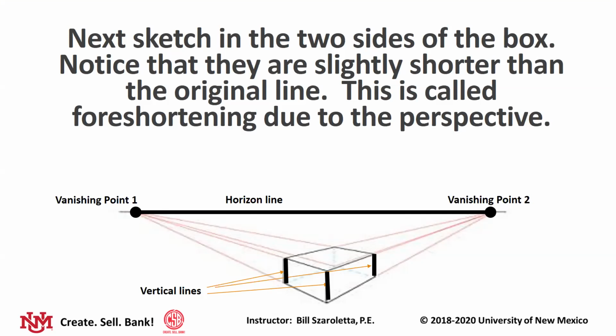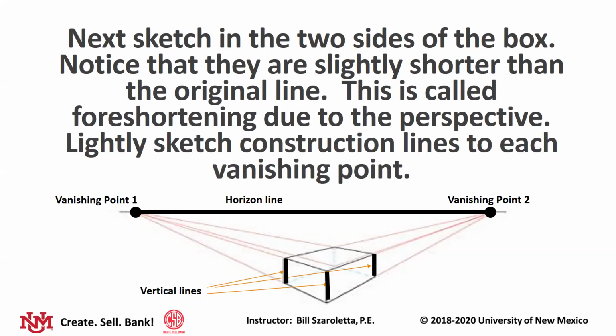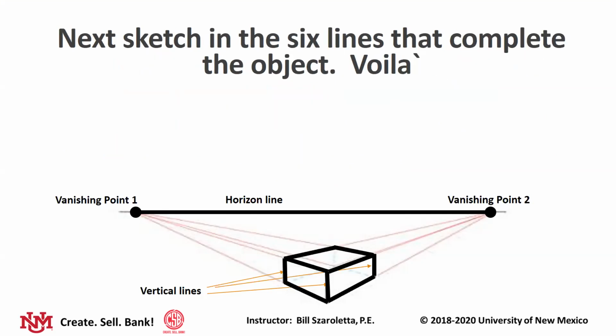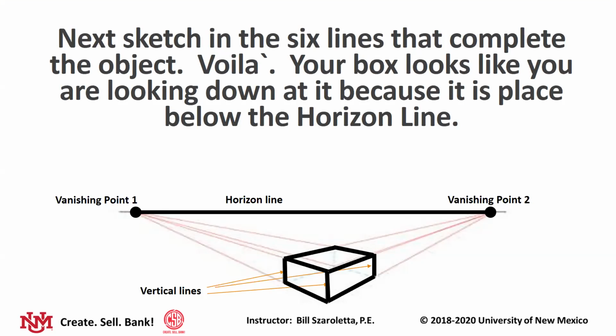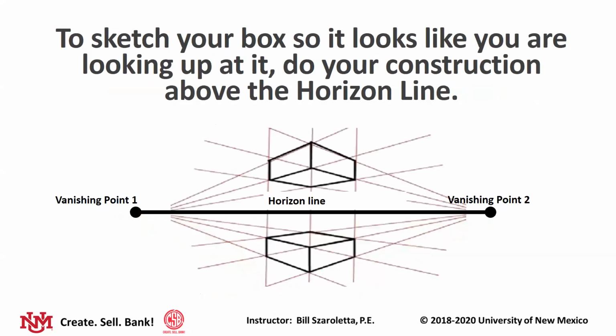And again, that's foreshortening. And then you sketch the construction lines from the others, and you sketch those things in, and there's your box. Piece of cake. Watch that again. It'll make a lot of sense. And then you can erase the construction lines and you'll be all set.